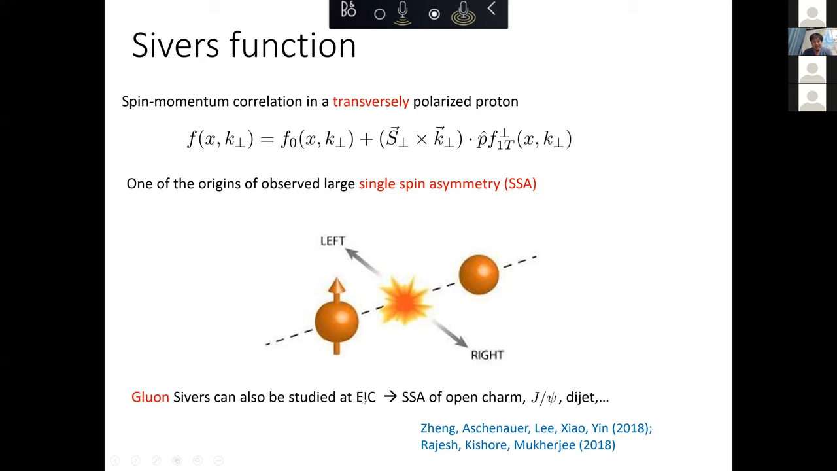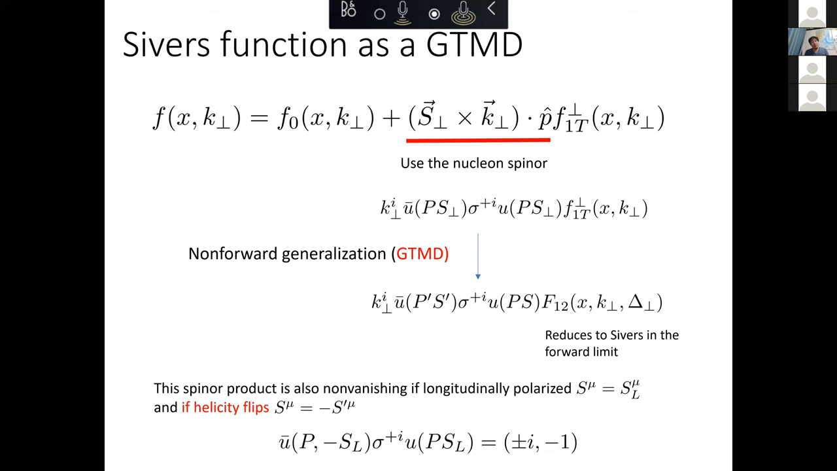All right, so let me look at the Sivers function from a somewhat different viewpoint. Here's the definition I showed you again, with a cross product between the transverse spin and the transverse momentum. This is how people remember this definition. But the PDF is a proton matrix element, and the proton is a spin-1/2 particle. So ideally you should express this correlation in terms of nucleon spinors, u of P. And S cross k you can write as sigma mu nu sandwiched between nucleon spinors. This is a more proper way to define the Sivers function.